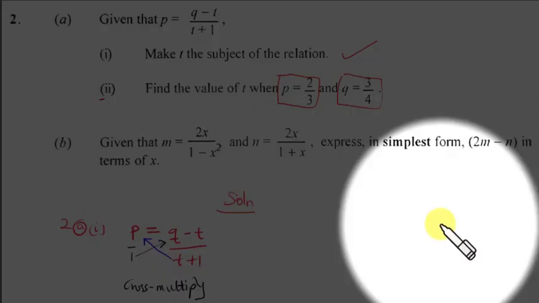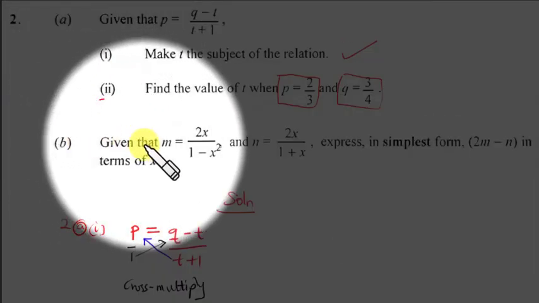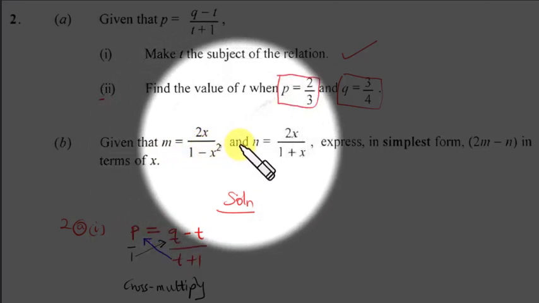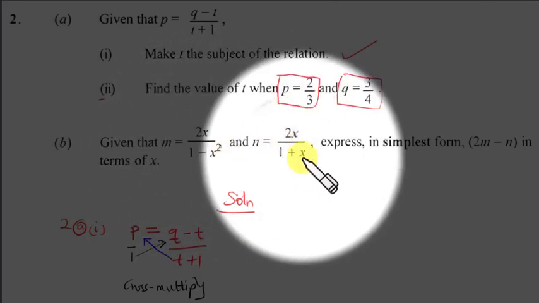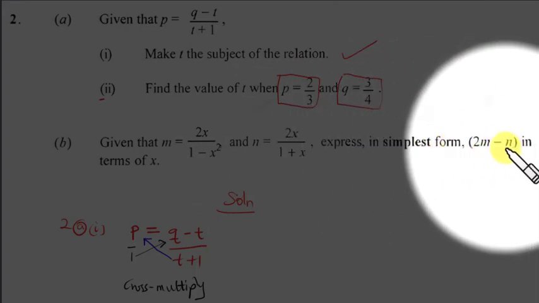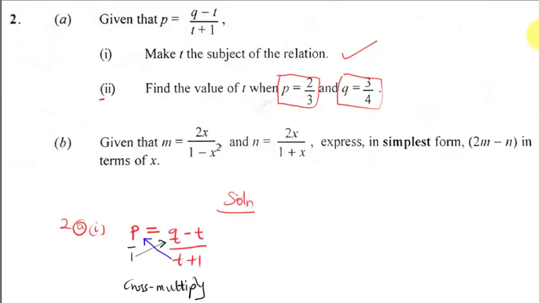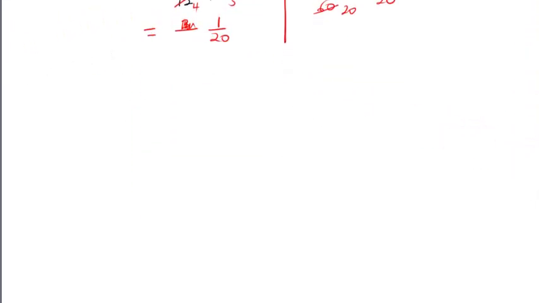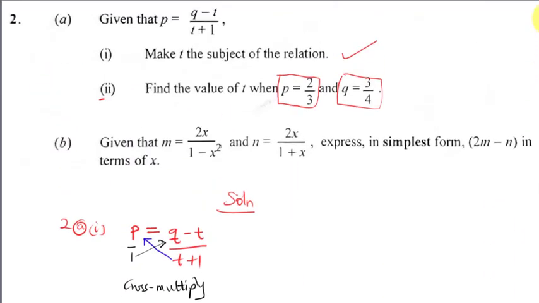Alright, so we look at 2b, and 2b says that given that m equals 2x all over 1 minus x squared and n equals 2x all over 1 plus x, express in simplest form 2m minus n in terms of x. So first we have to understand this question. Let me put it down here, and we are solving 2b.